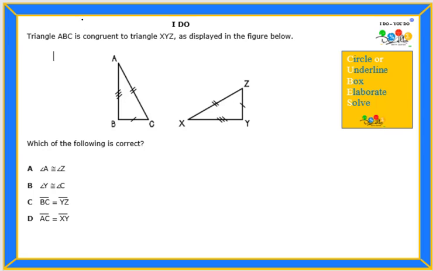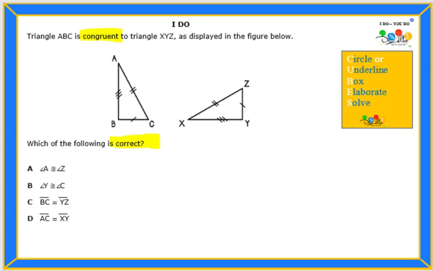Triangle ABC is congruent to triangle XYZ as displayed in the figure below. Which of the following is correct? Since they are congruent, they are the same size and the same shape. So they are also similar, but more specifically, they are congruent.